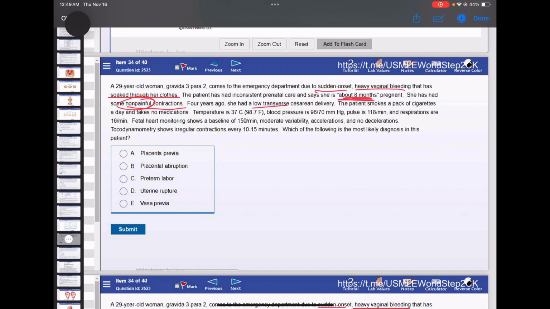Just keep on looking on the hints. Just keep on looking on the risk factors. Patient smokes a pack of cigarettes a day and takes no medication. Temperature is this, blood pressure 96/70 because there was bleeding. So hypotension, pulse is 118, respiration 16. Fetal heart rate monitoring shows a baseline of 150, moderate variability, accelerations, and no decelerations. Tocodynamometry shows irregular contractions every 10 to 15 minutes.